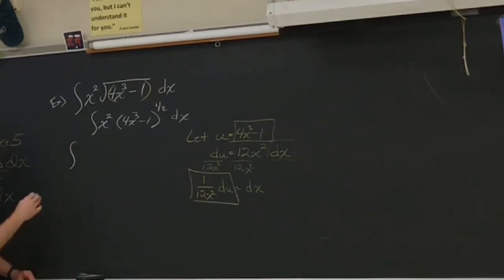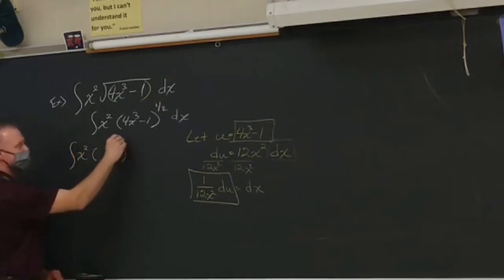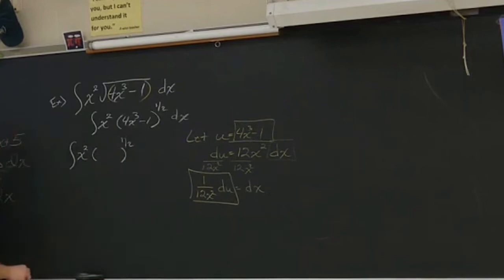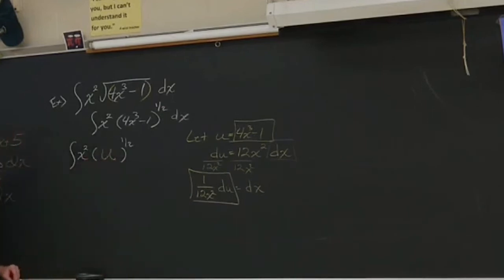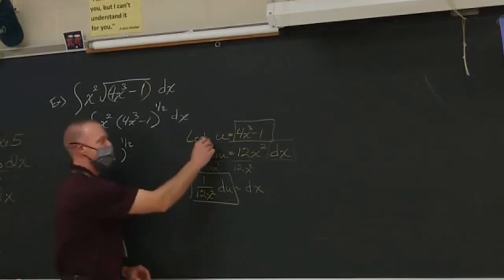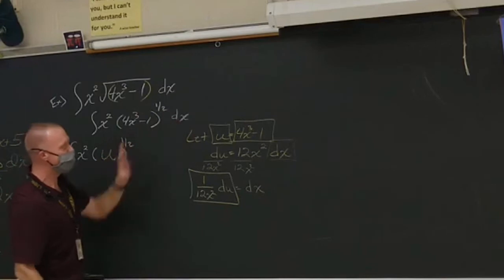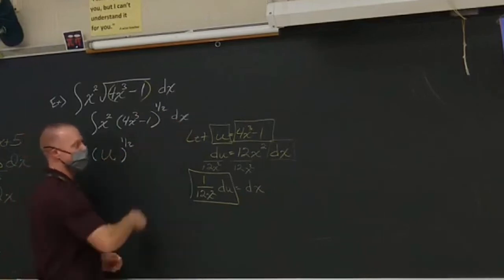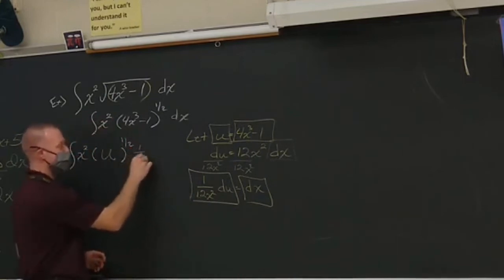You will pick up on some shortcuts, and some of you will eventually do some of this stuff mentally, but for now, it's a great idea to rewrite anything that doesn't change. So x squared doesn't change. 1/2 is still there. Okay, but 4x cubed minus 1, now that becomes u. And then dx, and you'll find out this is really the heart of the problem. This dx thing becomes this 1/12 x squared du.